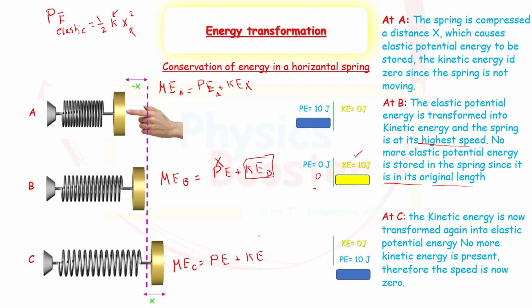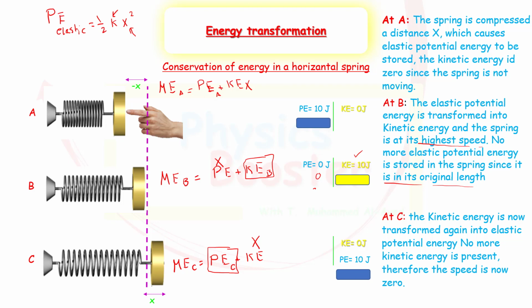But since it's not moving, there is no kinetic energy anymore, so it's only the potential energy at location C. So what's happening simply is that we compress the spring, we store the elastic energy in it. We let it go, the elastic energy stored in the spring is going to be transformed into kinetic energy, and it will continue moving. At a certain point, it will lose all its kinetic energy again, and it will gain potential energy.